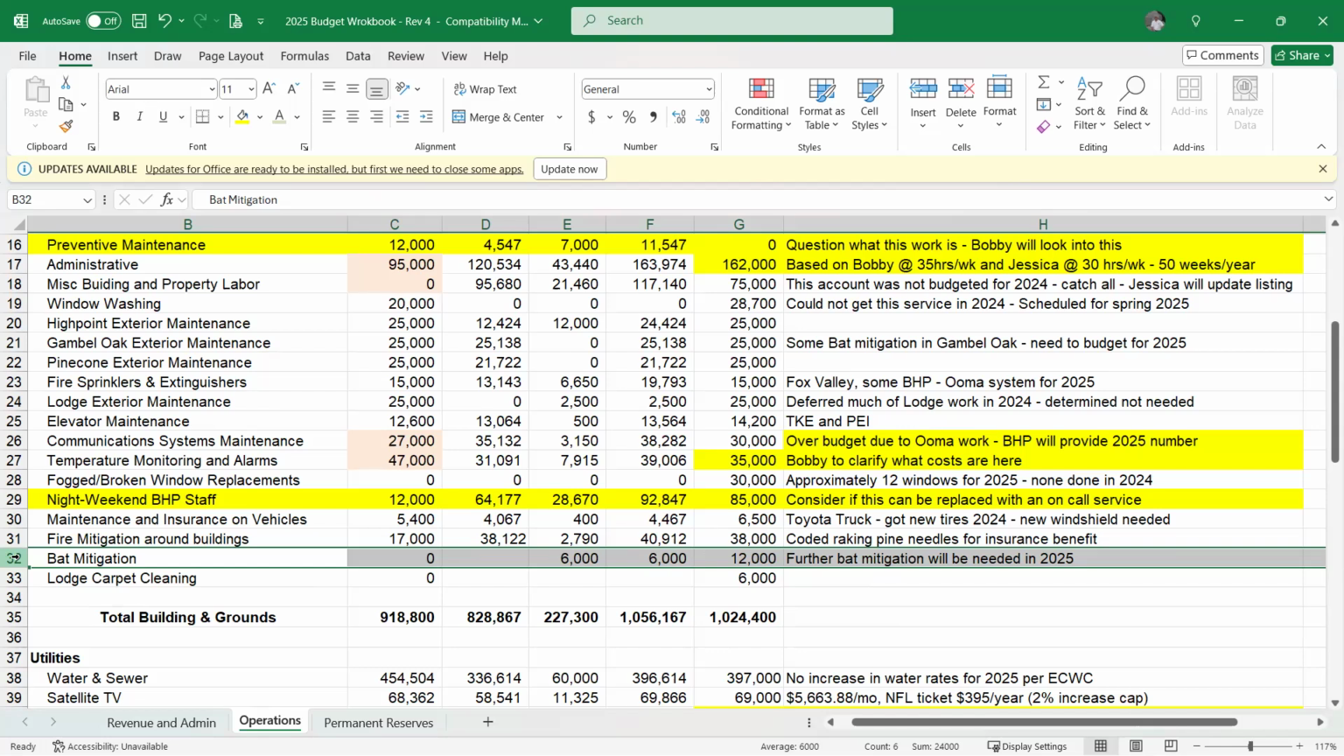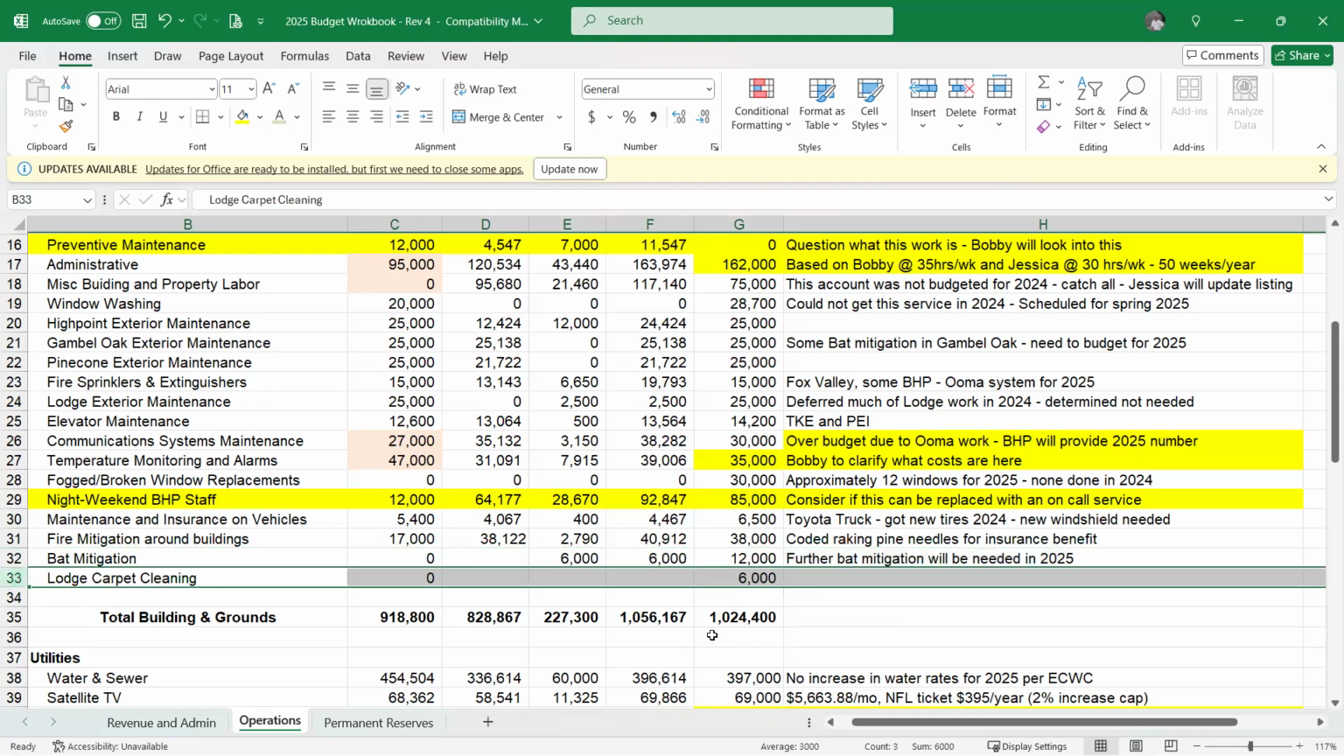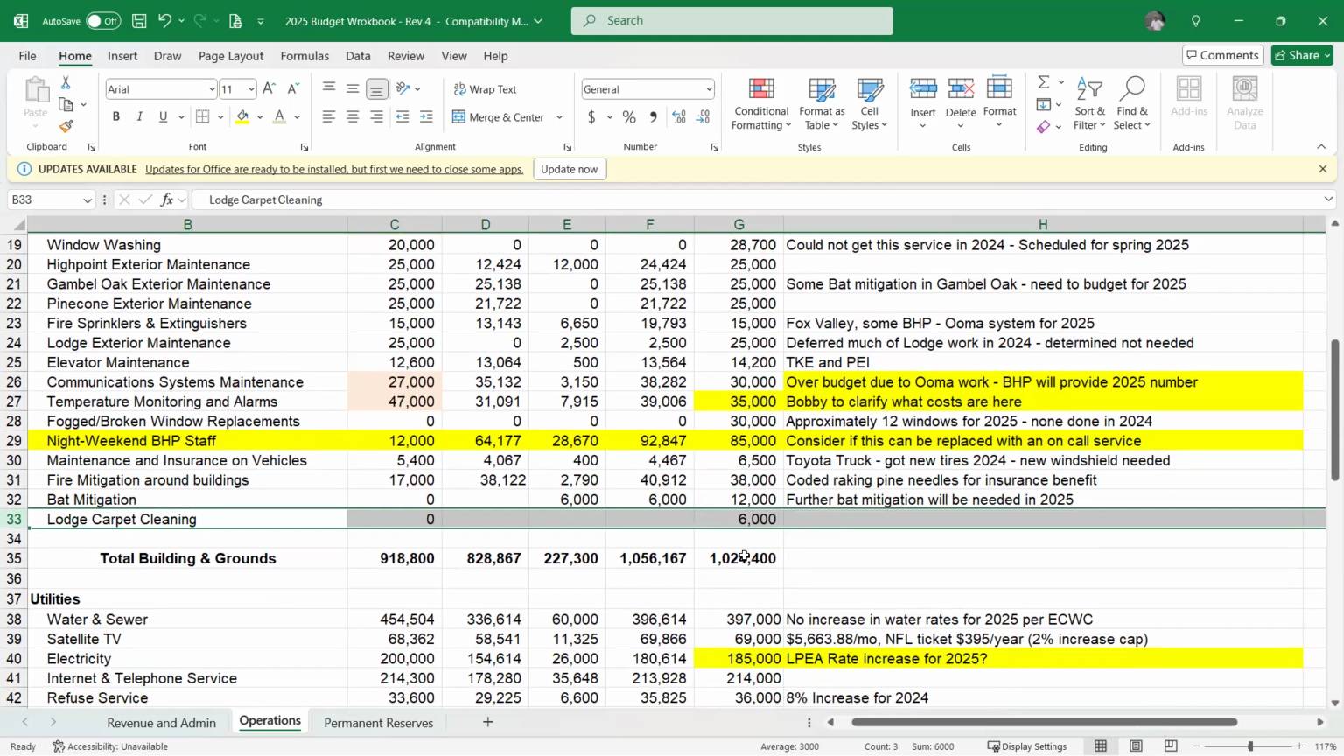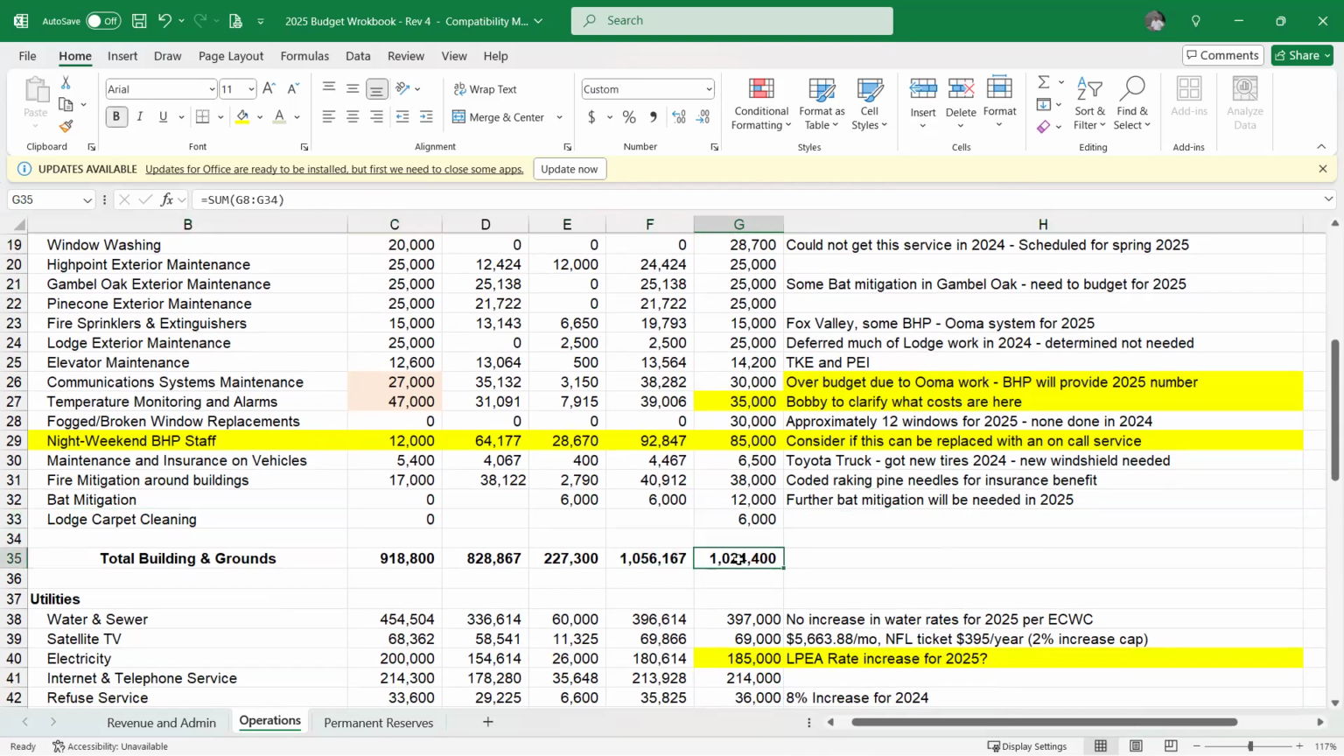So this is enough for what you have planned for the lodge? Okay. And then I added a line for the lodge carpet cleaning. Thank you, Joe. Right, so let me make sure that's covering that.